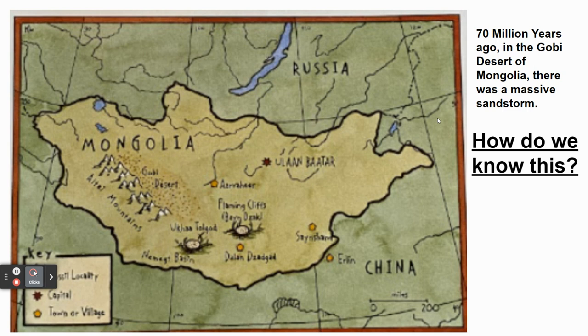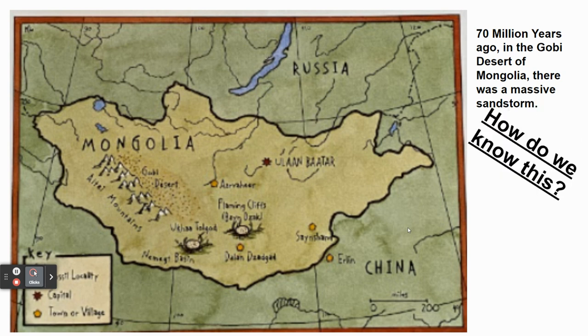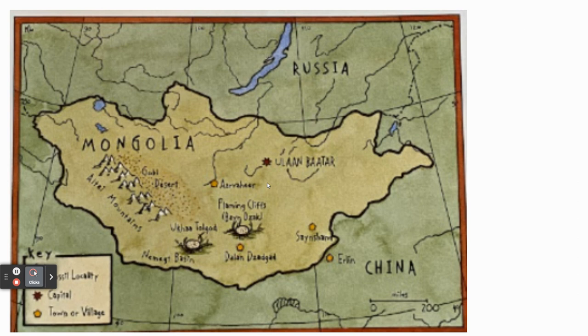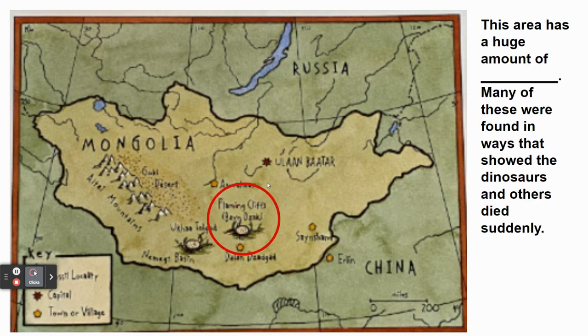Okay? 70 million years ago in the Gobi Desert of Mongolia, there was a massive snowstorm. Not a snowstorm. I keep saying that. Sandstorm. How do we know this? How do we know there was a massive sandstorm? What did scientists find and what did they reason about this? This area right here has a huge amount of what, even to this day?